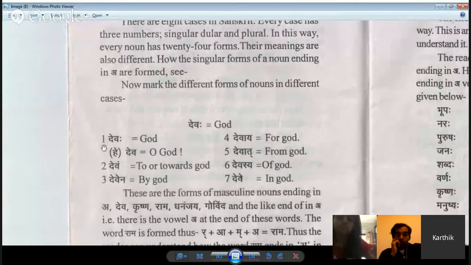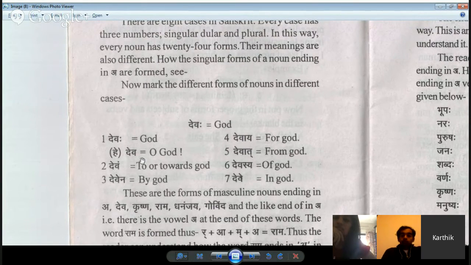Okay, so the Prathama form is Devaha, and then the Sambodhana Prathama. Here, He is just written there to indicate that it is Sambodhana. Sambodhana means you are calling someone. So whenever we say Prathama, we use Prathama Vibhakti to just name a particular object. So that means that in a sentence, for instance, this is an active voice sentence.